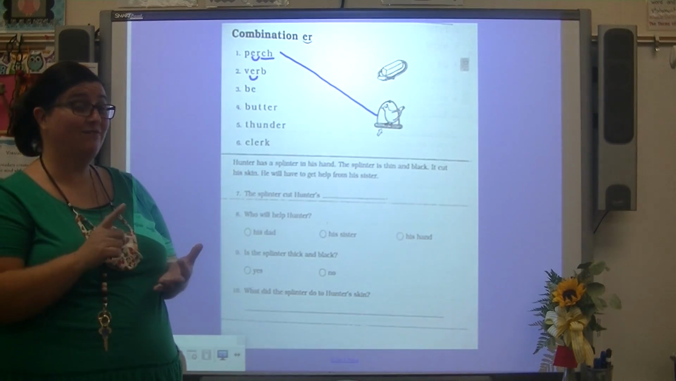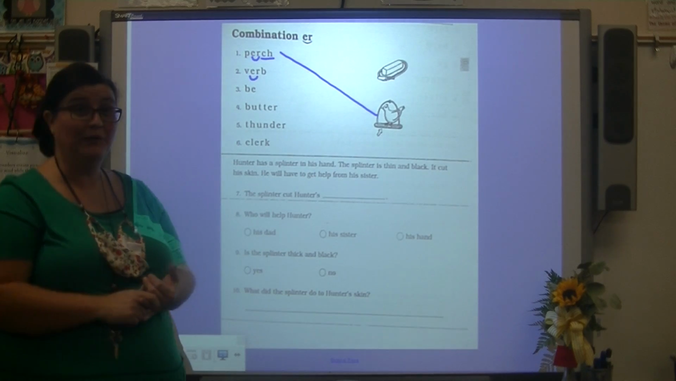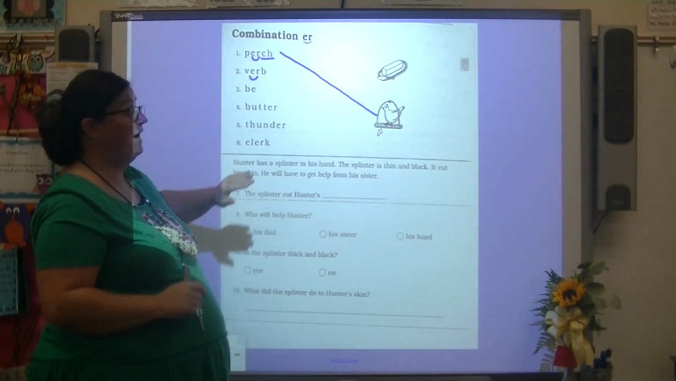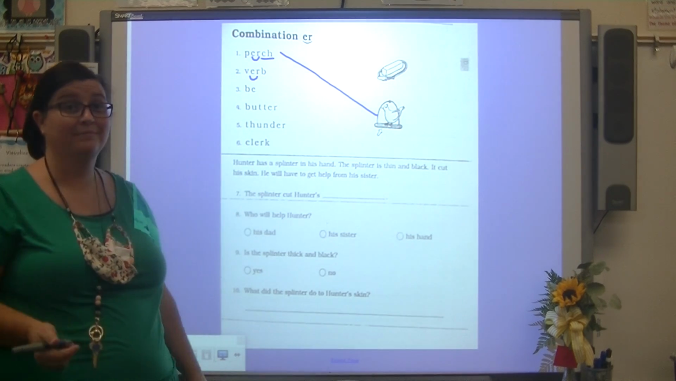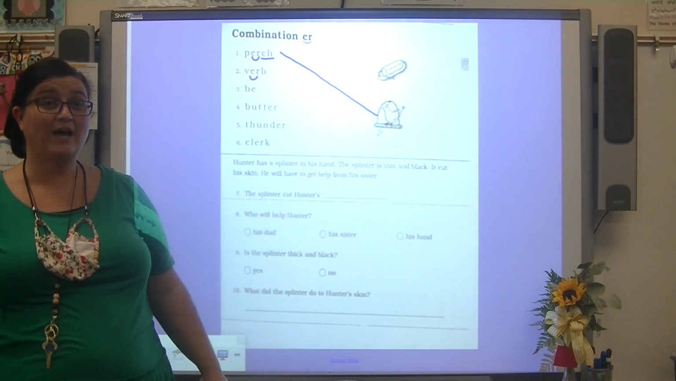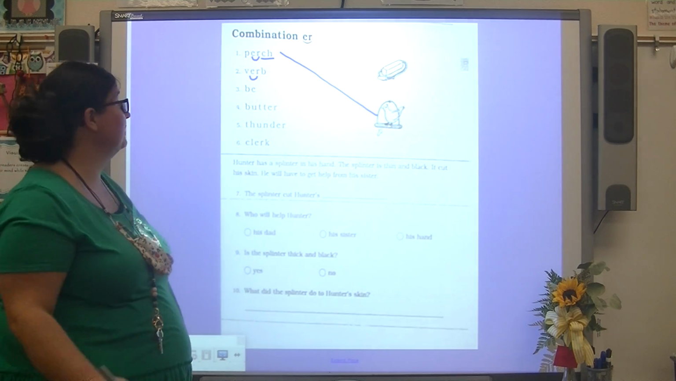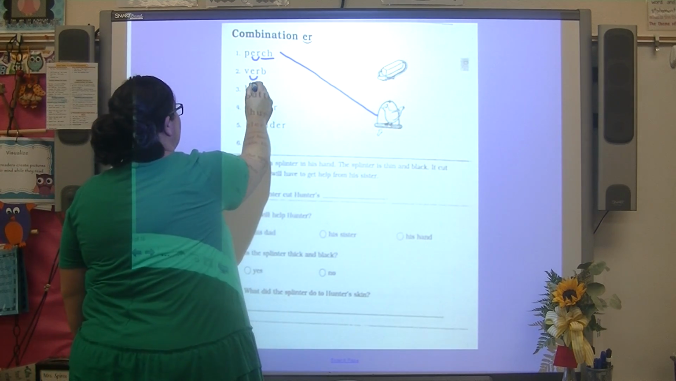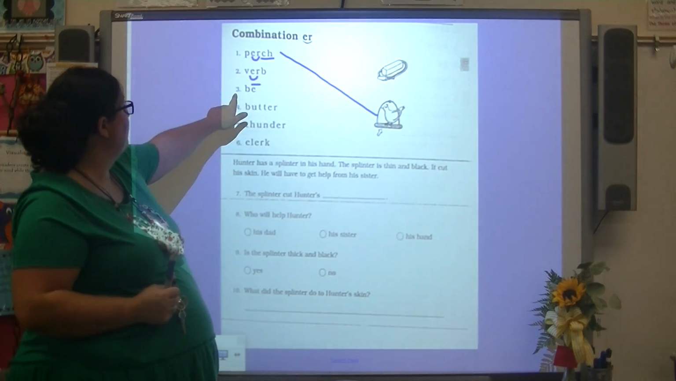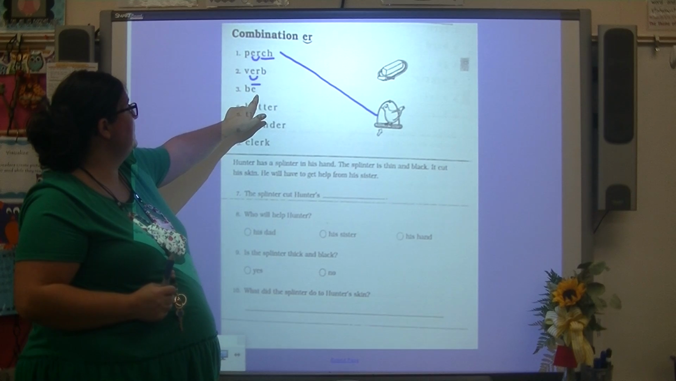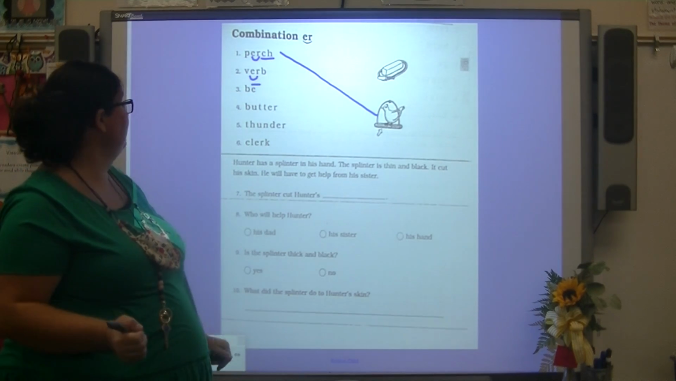All right, number 3. Do we have a digraph or a combination? No. So let's look at our vowel. We have a vowel by itself. So how do we code that vowel? It's long and says its name. So let's sound it out. E, B. What word? B.